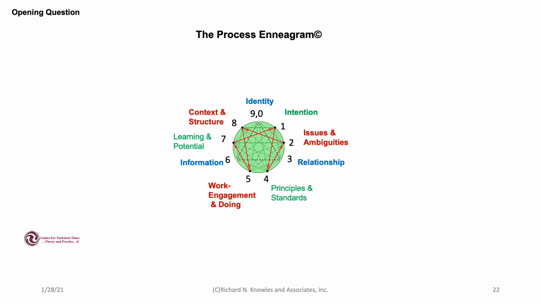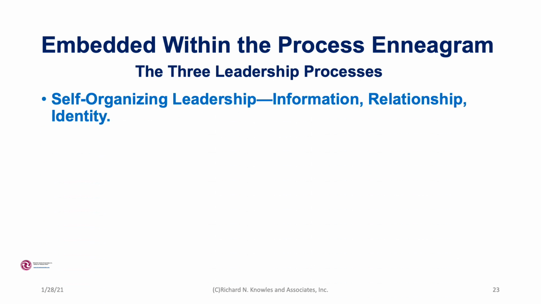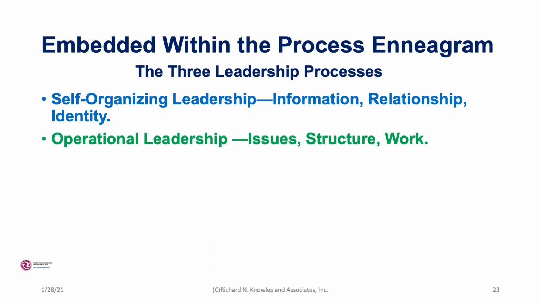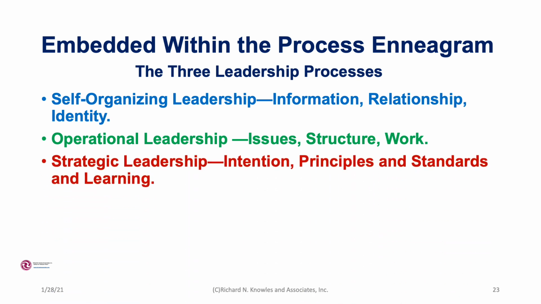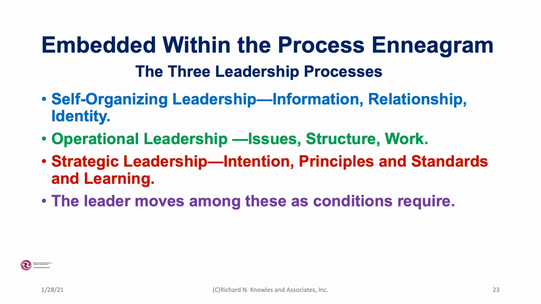Within the Process Enneagram, there are actually 3 leadership processes that are embedded. One is the self-organizing leadership process that I just talked about: information, relationship, and identity. Another leadership process is the operational leadership process: issues, structure, and work. The third leadership process is strategic leadership, with the intention, principles and standards, and learning. Most of the time we want to be in the self-organizing leadership process, but we have to have situational awareness and know when we need to shift.